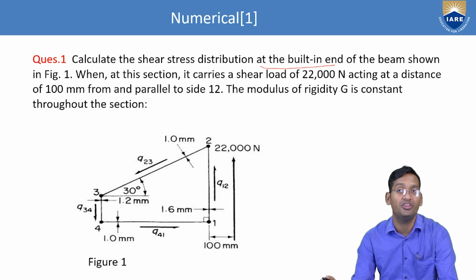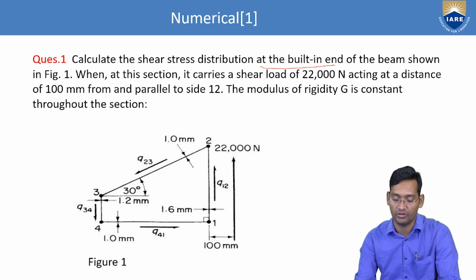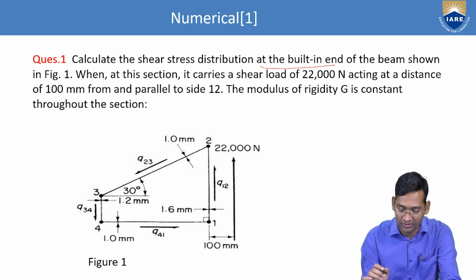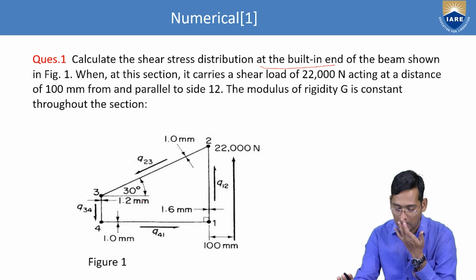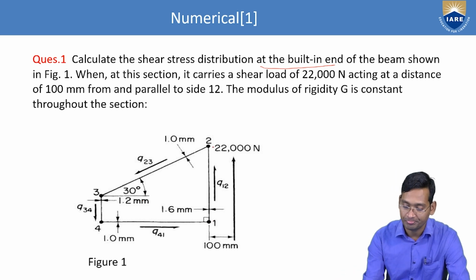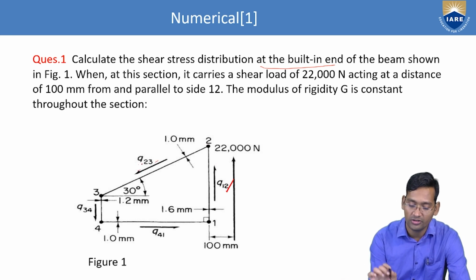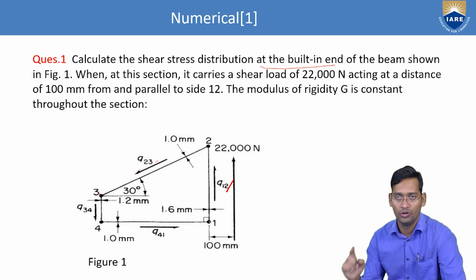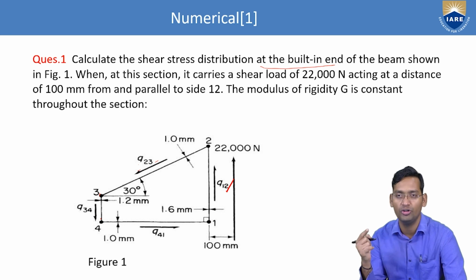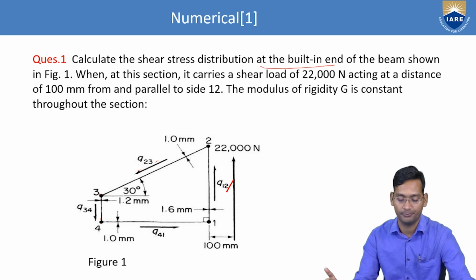The modulus of rigidity G is constant throughout the section. So for all the sections, G is constant. The dimensions are given. Now just see here, the shear stress distribution will be like this: from 1 to 2, then from 2 to 3 in this direction, from 3 to 4 and then 4 to 1, finally reaching 1. So we will take the reference or origin at point 1.